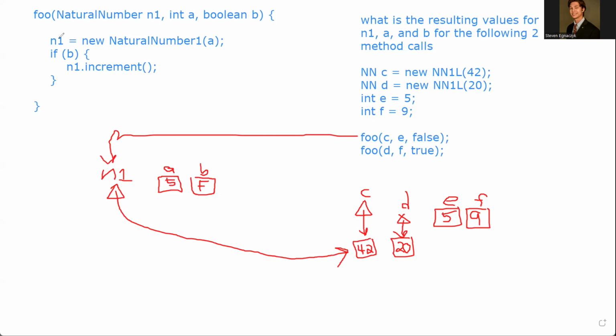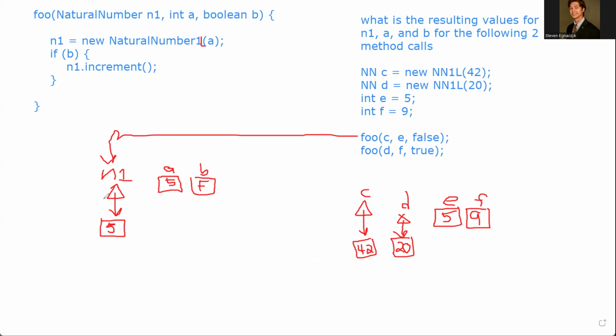Okay. So then we're saying N1 equals new natural number 1L of whatever the value of A is. So this is like the aha moment. If you're falling asleep, pay attention now. What we do here is we take the reference that N1 points towards, which is this object with value 42, and we set it equal to its own natural number, which in this case is 5.